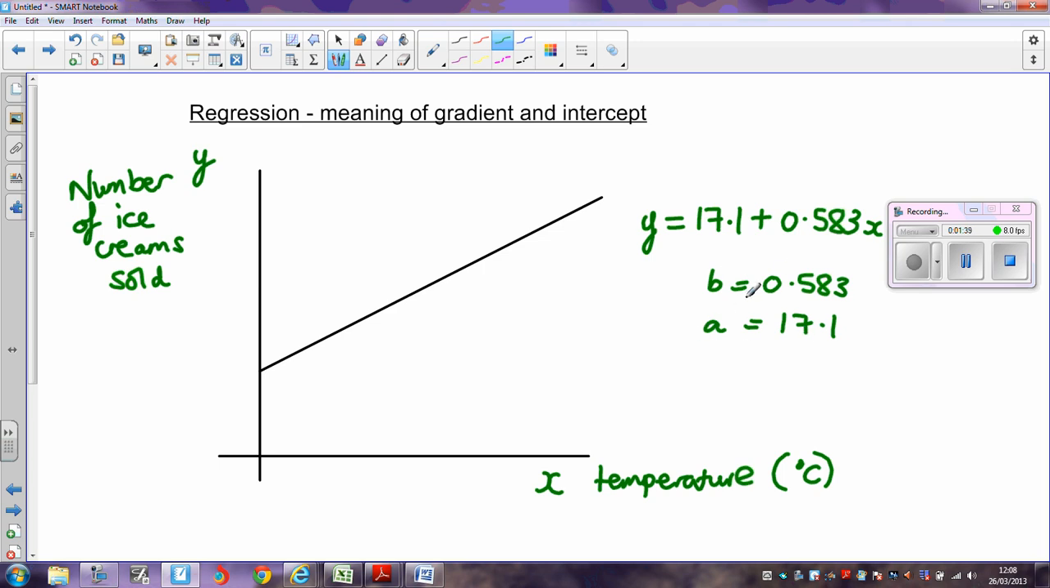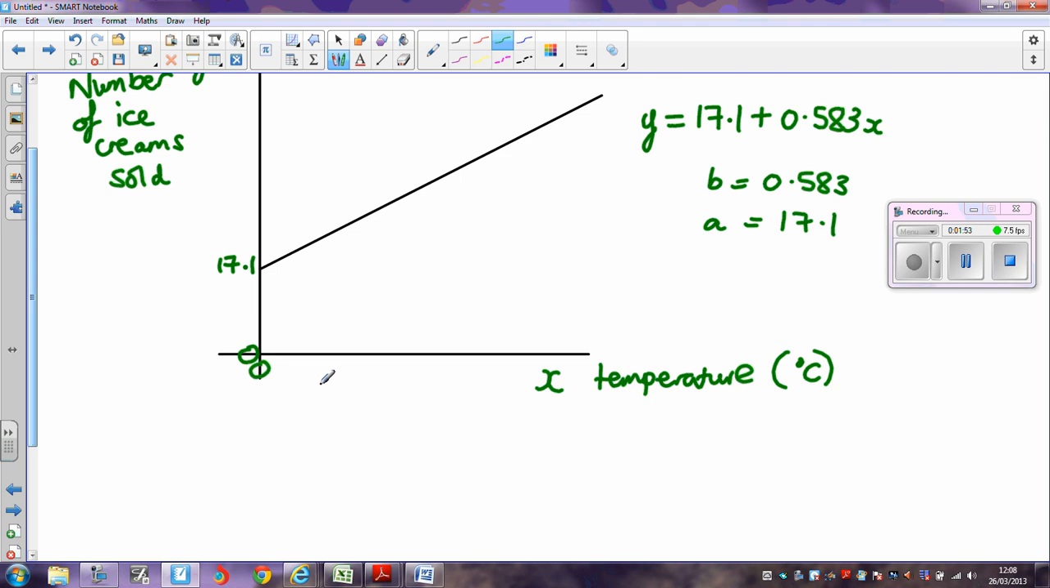So let's have a look at a first. Now a is the intercept. Let's assume that these are both 0. That's the origin. a is the intercept here, 17.1. And what that actually tells you, this is fairly easy to work out, is that when the temperature is 0, or let's say in this case the minimum temperature, let's call it freezing point, then the number of ice creams sold would be 17.1. So that's usually fairly easy to interpret. The intercept is the number of ice creams sold when the temperature is 0, and you must explain that in context.